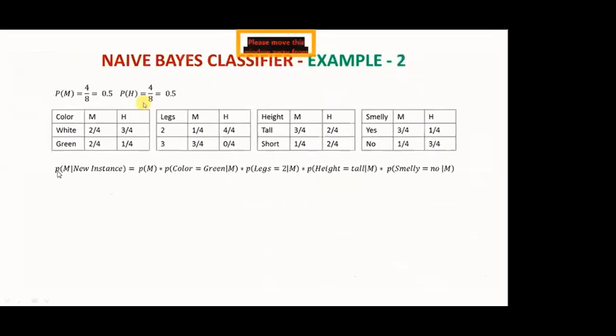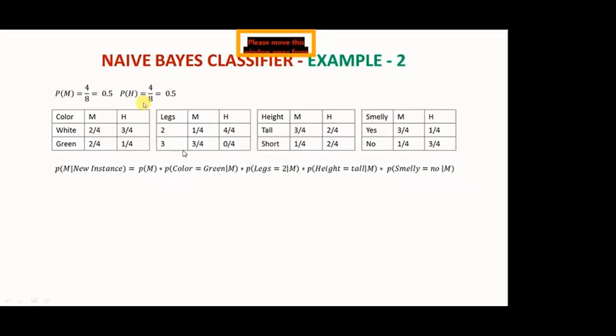Now our new instance, being M. The probability of it being M with this new data is equal to the probability of M times the probability of color green given M, X equal to 2 given M, height equal to tall given M, and smell equal to no given M.